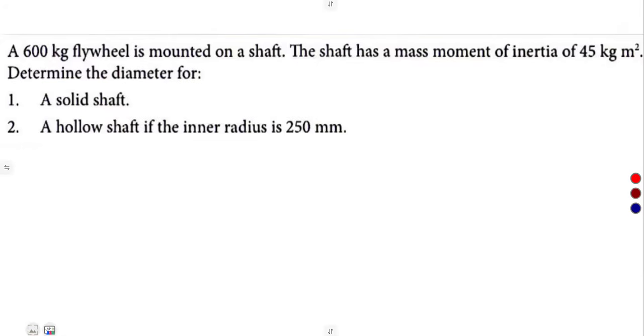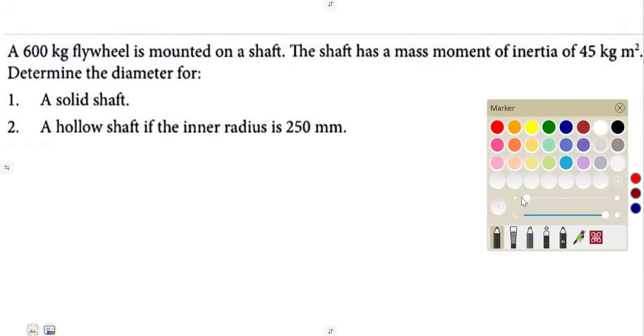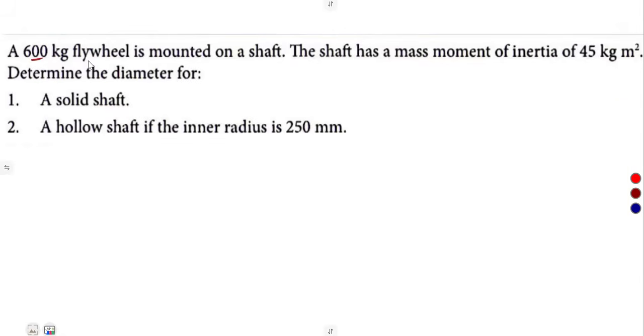So in this case, we are going to consider a question based on the flywheels, as we had those calculations and formulas that are needed. We want to see how to attempt those typical questions. We are given a 600 kilogram flywheel. That is the mass of the flywheel that you're given.